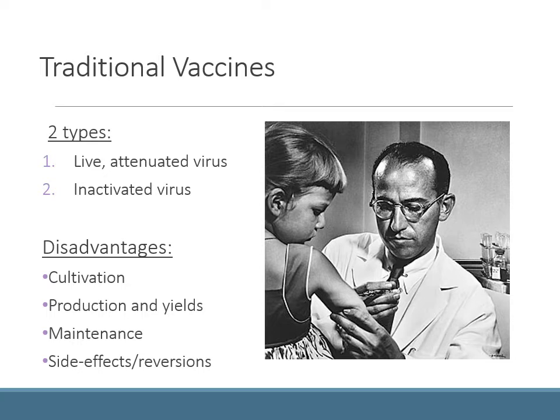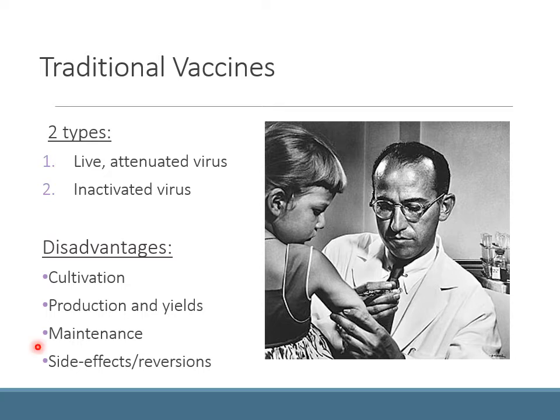One slide, immunology. So moving to traditional vaccines, there are two types of traditional vaccines. The first one is live attenuated viruses, actually I cover these in reverse order, I now realize. And so live attenuated virus or inactivated virus. There are disadvantages to these types of vaccines that we'll see as we're covering them.